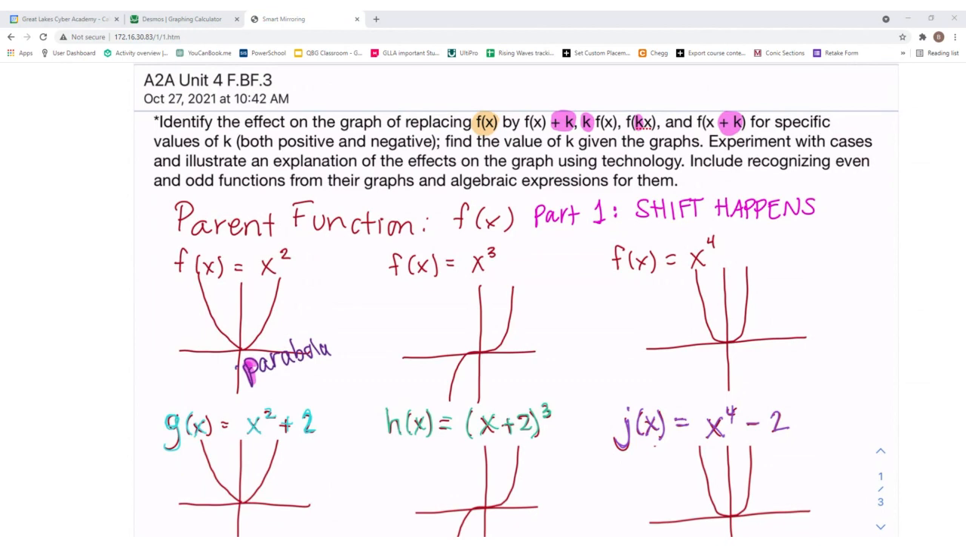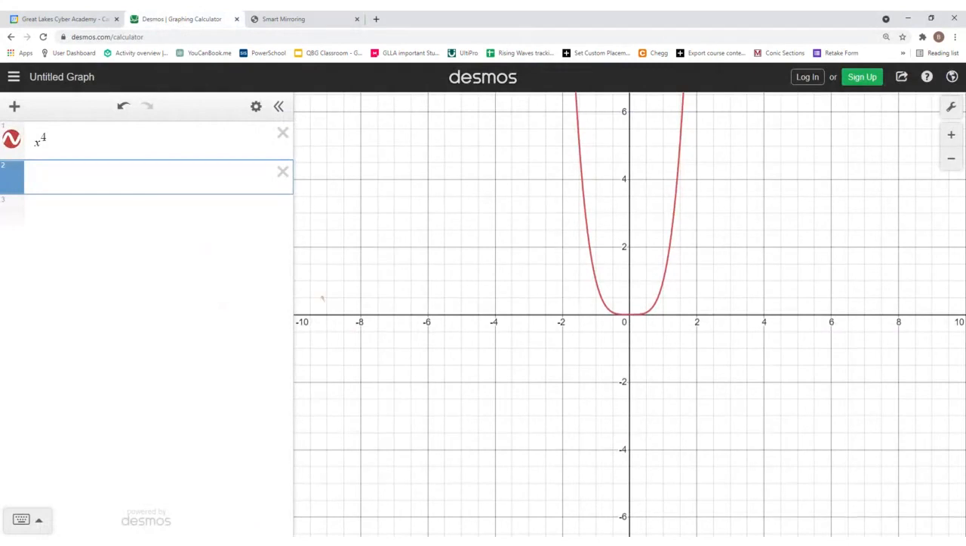Then we have f of x equals x to the fourth. Notice that it's kind of like x squared, but it's wider at the bottom. If we go to decimals on the graph, here's x to the fourth, wide at the bottom, and if I compare that to x squared, the blue one, x squared is more pointy at the bottom and wide at the top, while x to the fourth is more wide at the bottom and narrow at the top. So they kind of look the same.